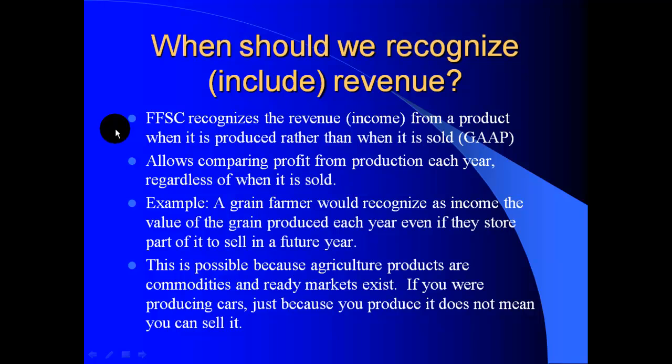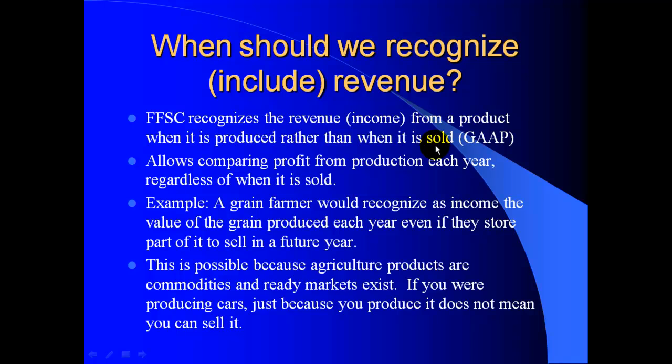FFSC recognizes the revenue income from a product when it was produced rather than when it was sold. So GAAP is going to include it when it was sold, but the Farm Financial Standards are going to recognize it when it was produced. This means that the profit on the income statement for a farm situation is going to recognize the value of the production over the course of the year. So 2011's income statement is going to recognize 2011's crop production and the cattle that were raised.